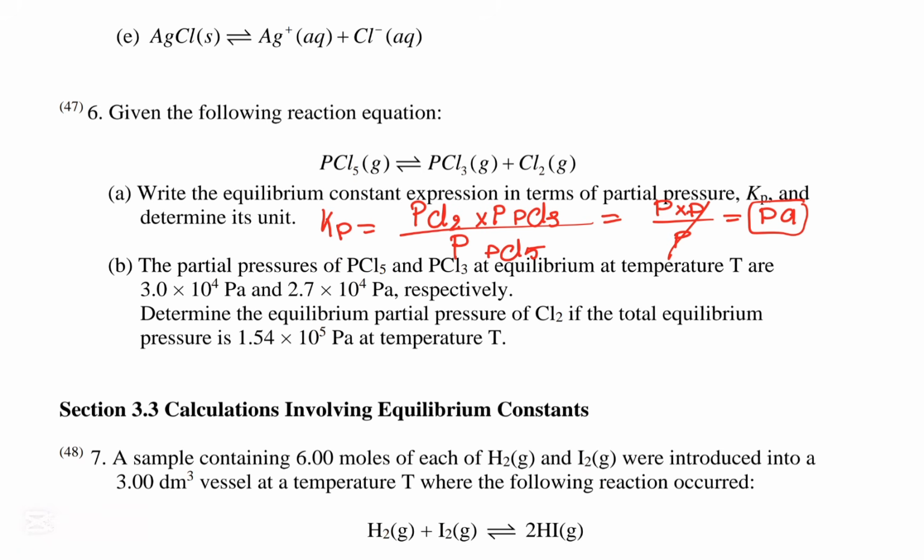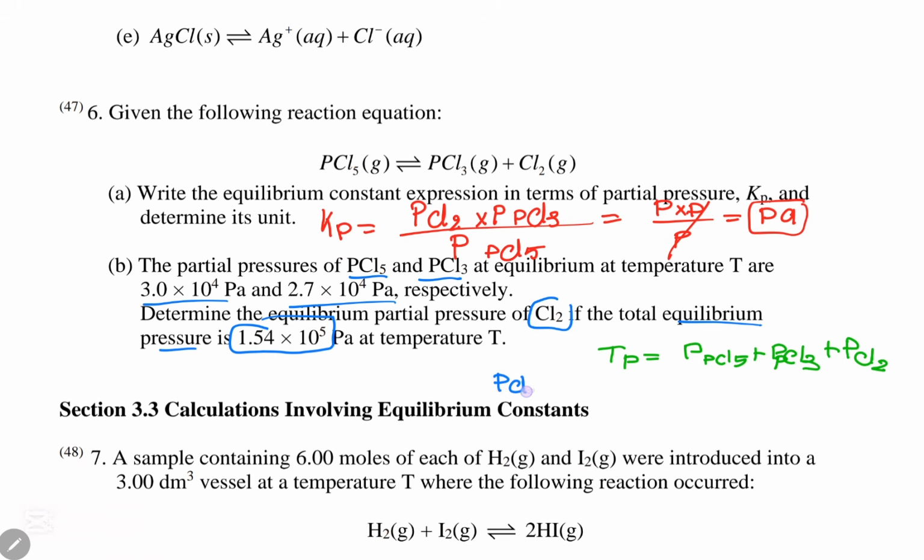It says the partial pressures of PCl5 and PCl3 at equilibrium at temperature T are 3 times 10 to the power of 4 Pascal and 2.7 times 10 to the power of 4 Pascal respectively. They said determine the equilibrium partial pressure of Cl2 if the total equilibrium pressure is 1.54 times 10 to the 5 Pascal. So they gave us what? They gave us the total equilibrium pressure, the partial pressure of PCl5 and the partial pressure of PCl3. They want us to find the partial pressure of Cl2 gas. So very simply, the partial pressure of Cl2 gas is equal to the total pressure minus the partial pressure of PCl5. Please put your brackets, it's very important, plus the partial pressure of PCl3 and then close your bracket.